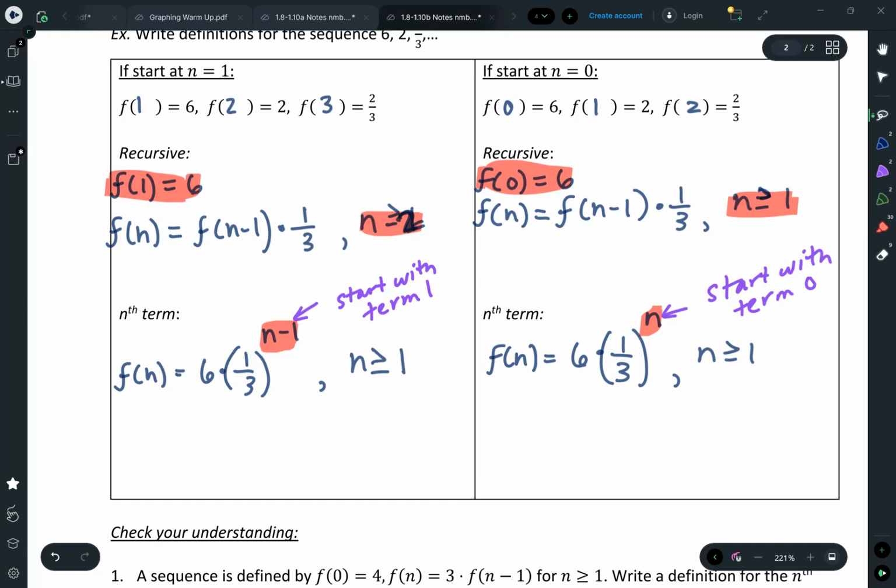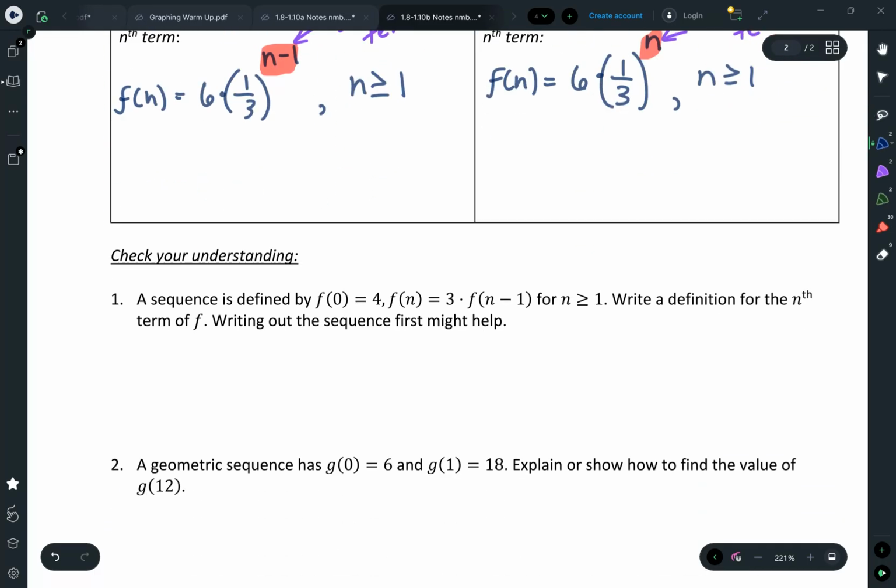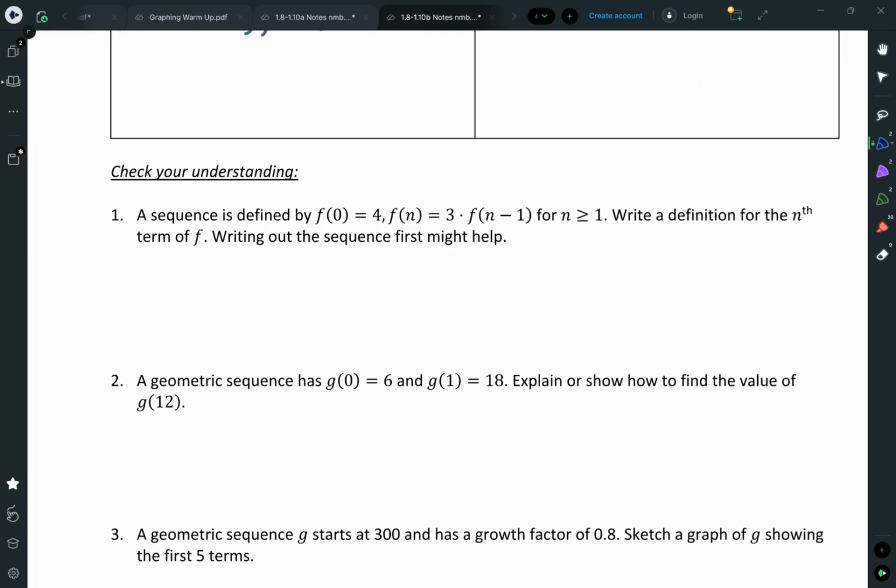All right, we've got now a check for understanding. So first they're giving us a definition for a sequence, a rule for a sequence, and it looks like it is in recursive form, and we want to write the nth term of f. And not only is it a recursive term, but it starts with 0 as well. So f of 0 equals 4. 4 is going to be my first term, right? My first term is 0. And then it says 3 times f of n minus 1. That means we are multiplying each previous term by 3, which means our r equals 3.